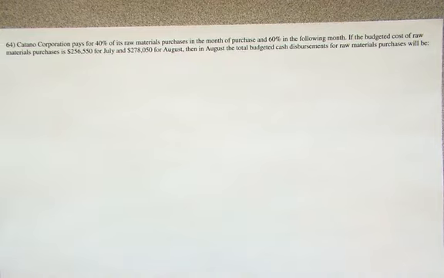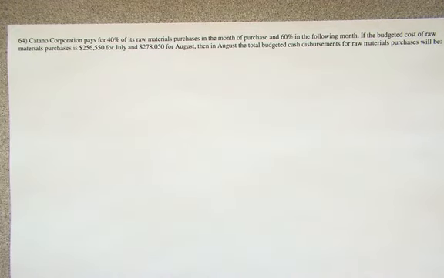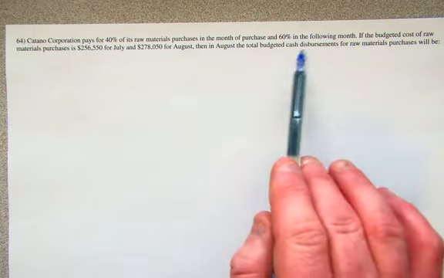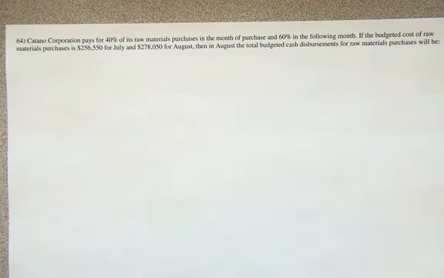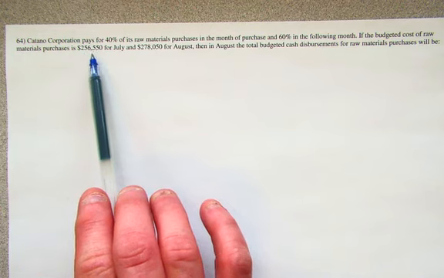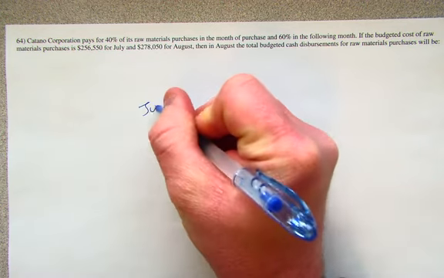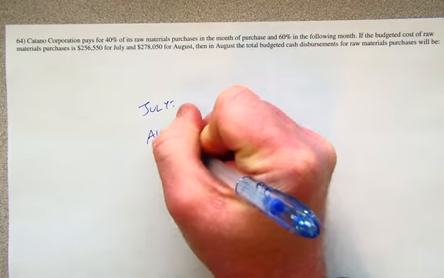One final calculation involving cash activity here is cash disbursements. This company purchases items on credit, pays for 40% in the month of purchase, 60% in the following month. Cost of raw materials purchases is $256,550 for July and a little over $278,000 for August. If we're trying to figure out the August cash disbursements, we're going to need some of July's purchases and some of August's purchases.